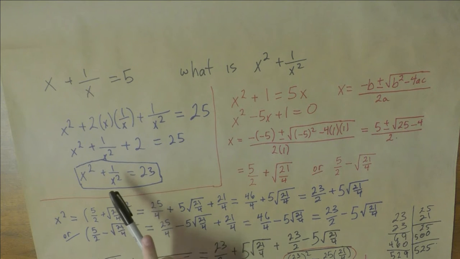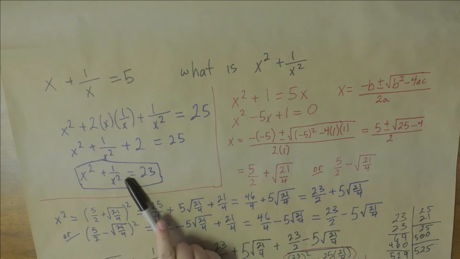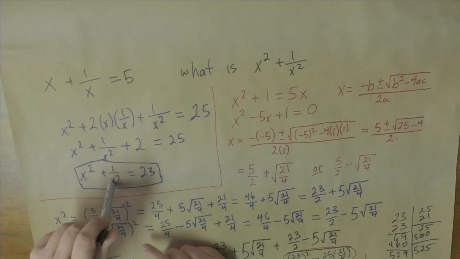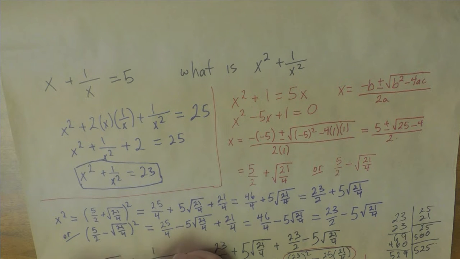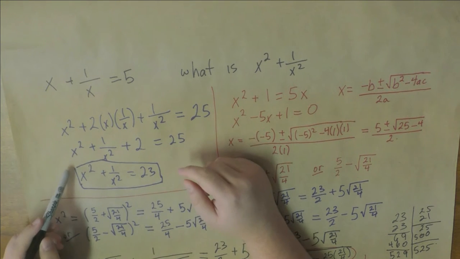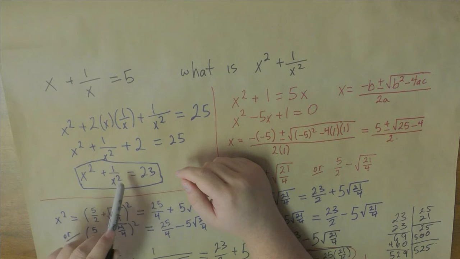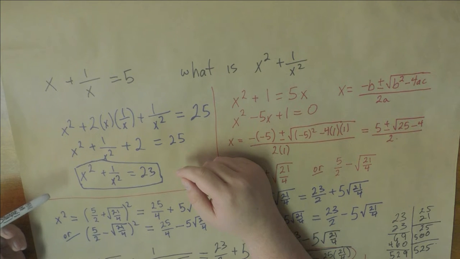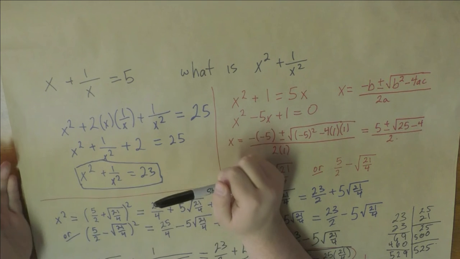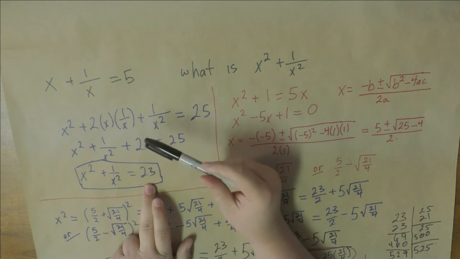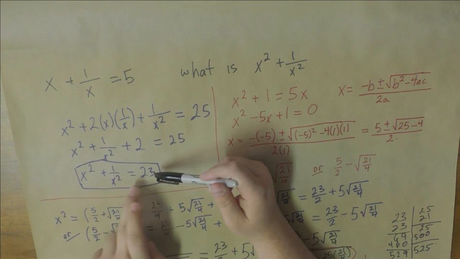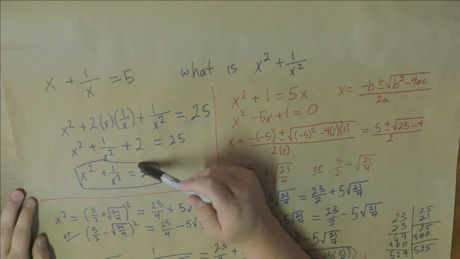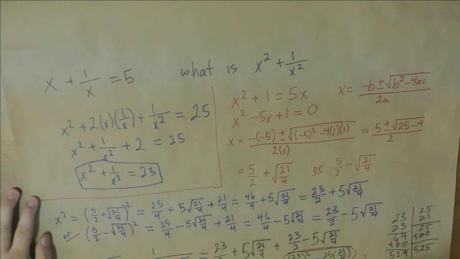And what would happen if you wanted the square of this? Well, this is just the same as this, right? So if you wanted x to the fourth and x to the fourth here, then you've got the same thing. You're squaring this, you're squaring this. So if you wanted to go, what's x to the fourth plus 1 over x to the fourth in this case, you'd square 23, which we determined is 529 over here, and you'd subtract 2.